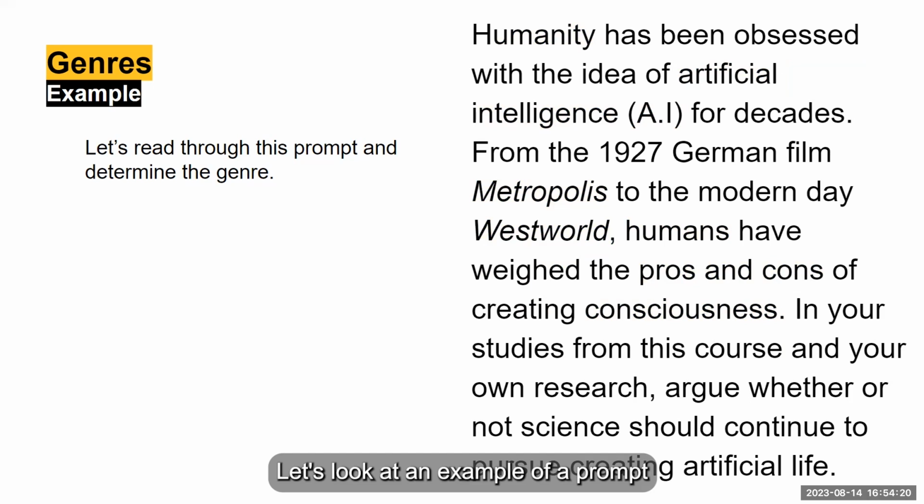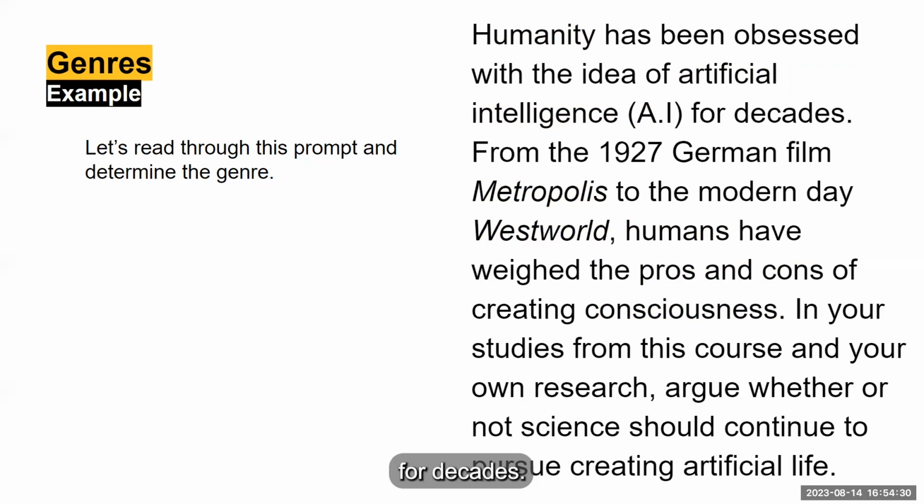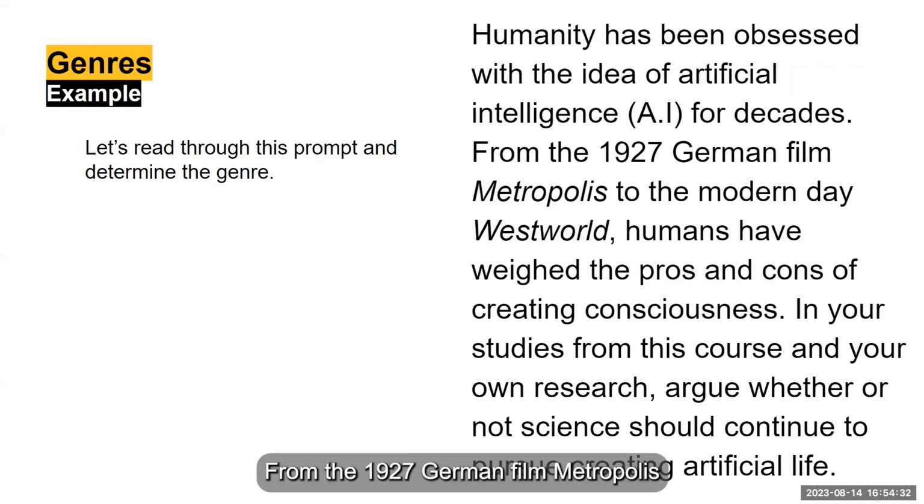Let's look at an example of a prompt or assignment description and see if we can determine the genre. Humanity has been obsessed with the idea of artificial intelligence, AI, for decades. From the 1927 German film Metropolis to the modern-day Westworld, humans have weighed the pros and cons of creating consciousness. In your studies from this course and your own research, argue whether or not science should continue to pursue creating artificial life.